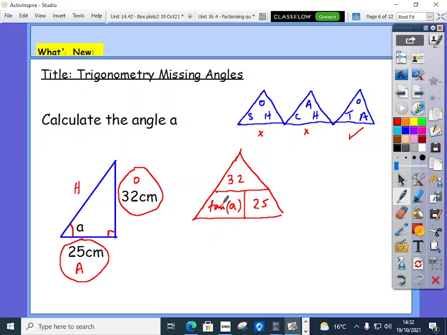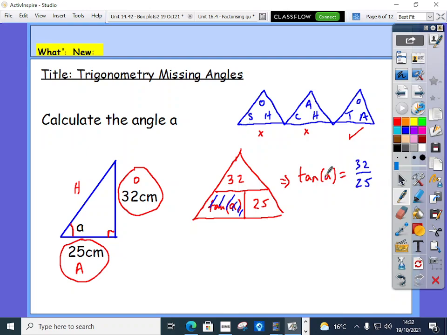Now I need to find tan of A, so I'm going to write it here, tan. So I can write that out here and say, well, that's the same as saying tan of A is equal to that over that. So if I cover up this, I'll get 32 over 25. Okay, now this is where you have to be a bit careful. So far everything we've done is very similar to when we did finding the missing side. Now this is the only difference.